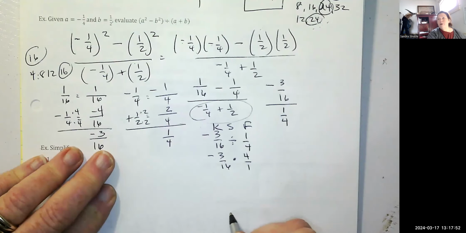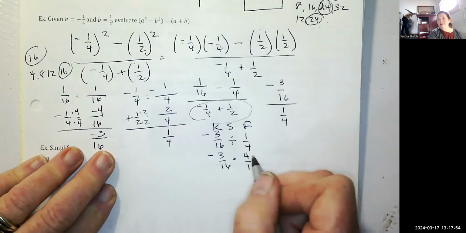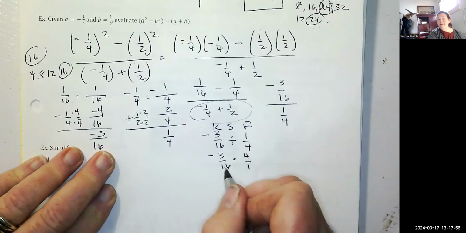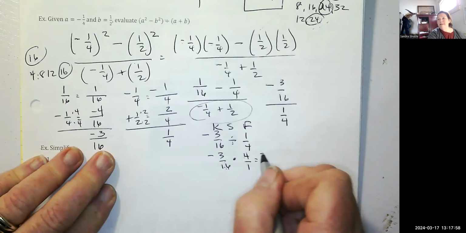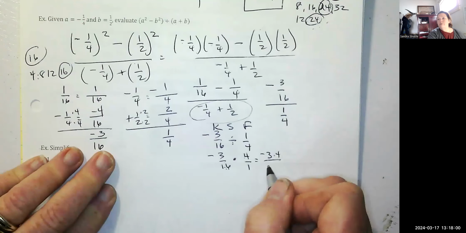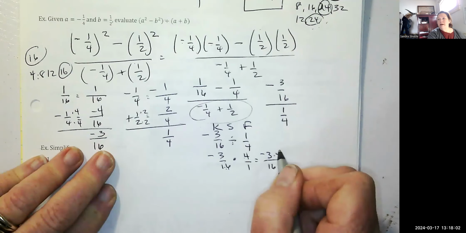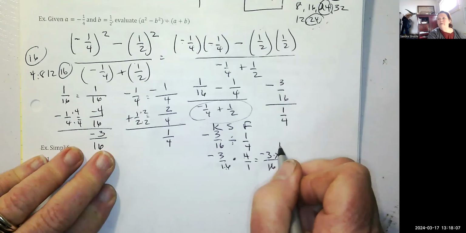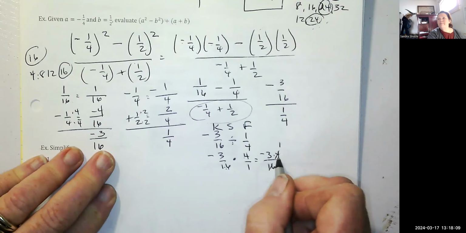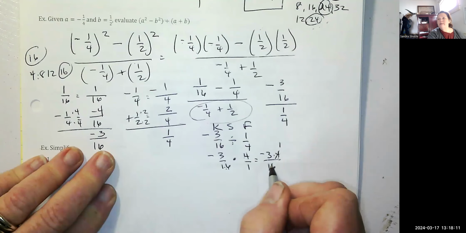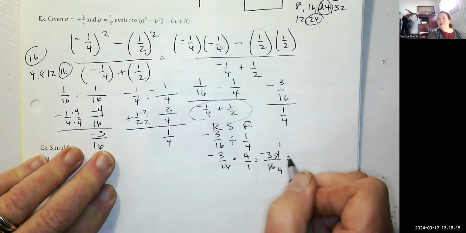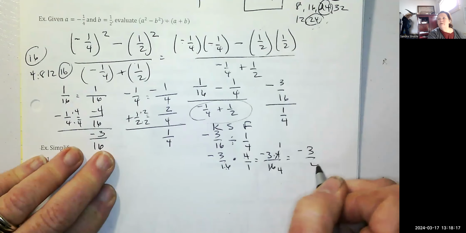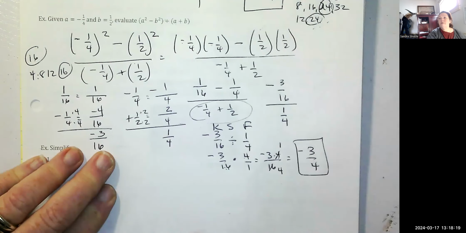Before I multiply straight across, I want to reduce these because I know that 4 and 16 will both reduce, because this is the same thing as negative 3 times 4 over 16. And the 4 and the 16 will reduce by 4. 4 will reduce to 1, because 4 divided by 4 is 1. 16 divided by 4 is 4. So this becomes negative 3/4 for the final.